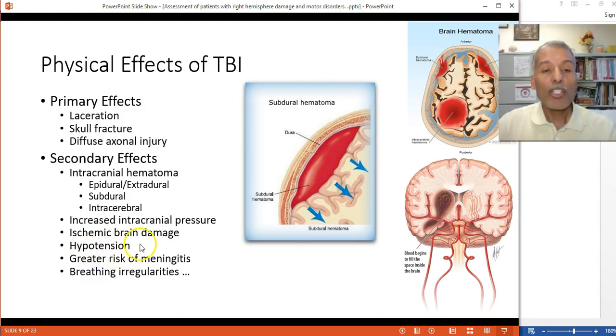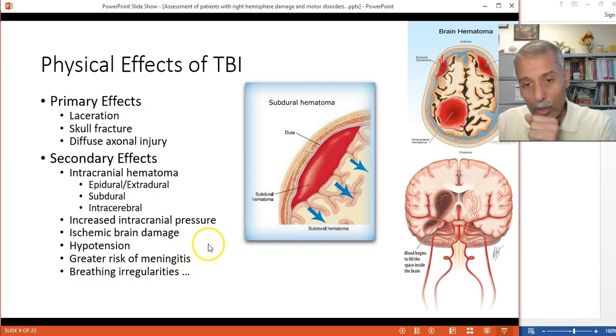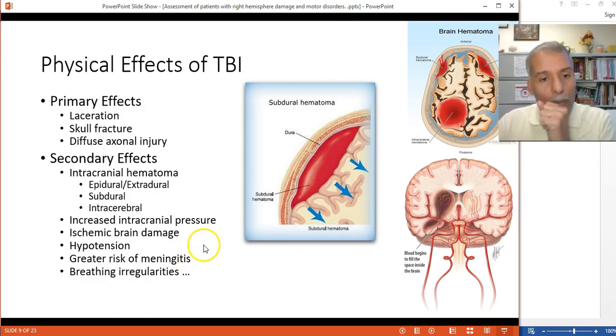And then hypotension again occurs because the blood vessel is leaking, and the areas that are supposed to be supplied have the blood taken away from them, leaking somewhere. So that is going to cause hypotension. And there's greater risk for meningitis because the blood-brain barrier is not working.